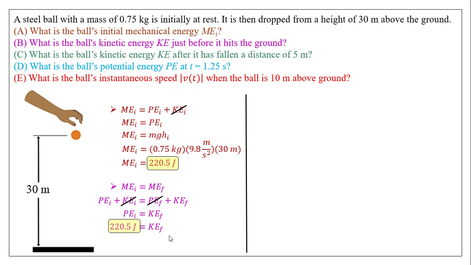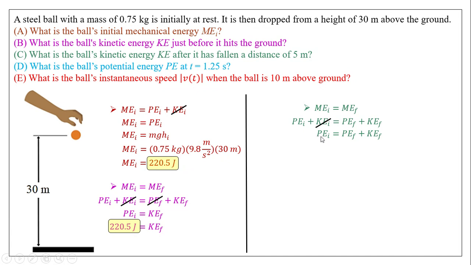Part C wants us to find the ball's kinetic energy after it has fallen a distance of 5 meters. So I remind you that the steel ball here is 30 meters above the ground to start, and it's only fallen 5 meters. So keep that in mind as we practice. Here, to find KE after it has fallen 5 meters, I'm just going to use conservation of energy. Likewise, I'm just going to set this up. I want to cross out KEI again, except I am not crossing out PEF here, right? It didn't say it fell the whole 30 meters. It said it's only fallen 5 meters, which implied that it's still in the air, which implied that it's still above ground. So don't be canceling stuff out unless it's appropriate.